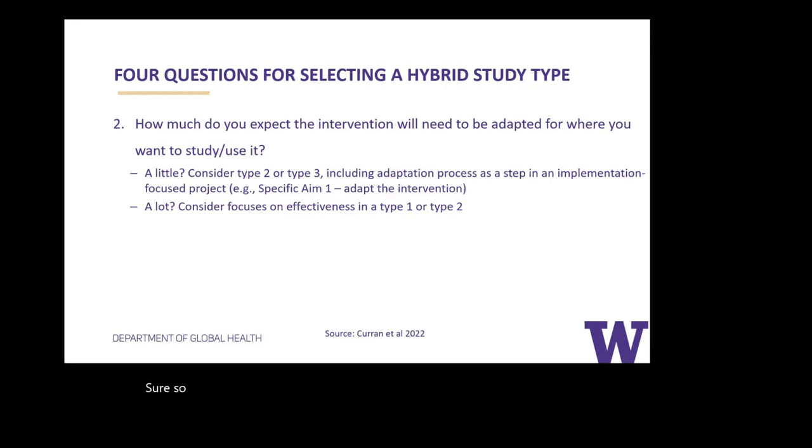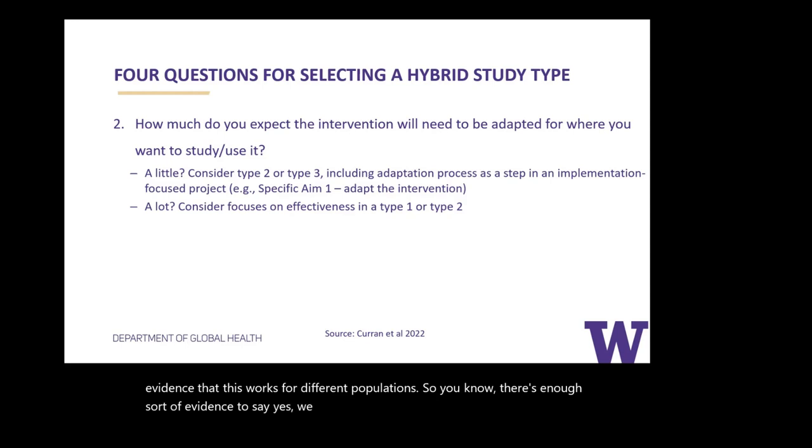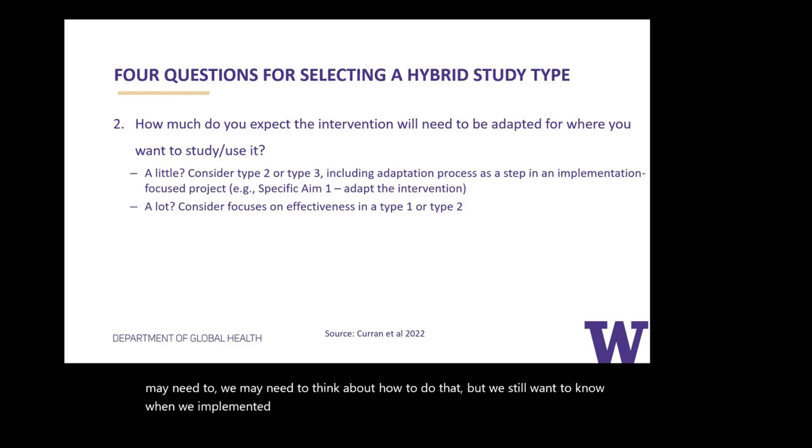Sure. So my first thought as you were talking is that you probably have pretty good evidence that this works for different populations. So there's enough evidence to say, yes, we're pretty confident this works and it's going to be effective, but we really want to see if we can get this implemented in a different context or setting. And we may need to think about how to do that. But we'd still want to know, when we implemented in this other setting, using some of these implementation strategies, are we still seeing the kind of health outcomes that we saw in some of our earlier, more controlled studies? So I would gravitate more toward that hybrid three based on what you said.